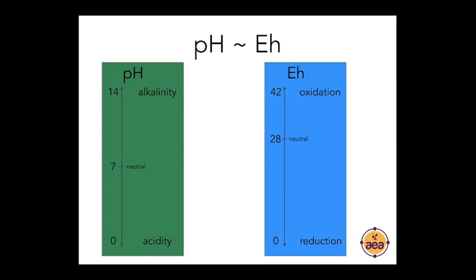So, many of us are familiar with pH, which has a scale from 0 to 14 with a neutral point of 7, and is a measurement of acidity versus alkalinity. And then on EH, we have a scale from 0 to 42 with a neutral point of 28, measuring reduction at the bottom of the scale, a reduced environment, or oxidation, an oxidized environment, on the upper end of the spectrum.